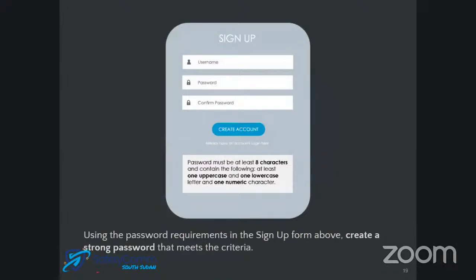So using the password requirements in the sign-up form above, create a strong password that meets the criteria. Not all sign-ups or websites require that, but the others require you at least to make sure you have a strong password.